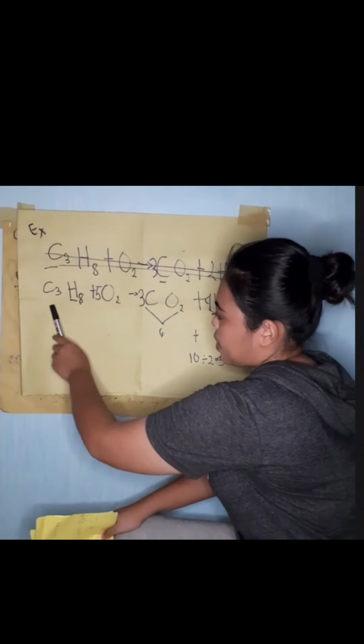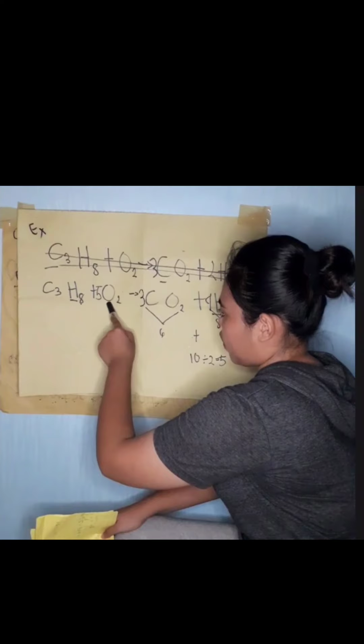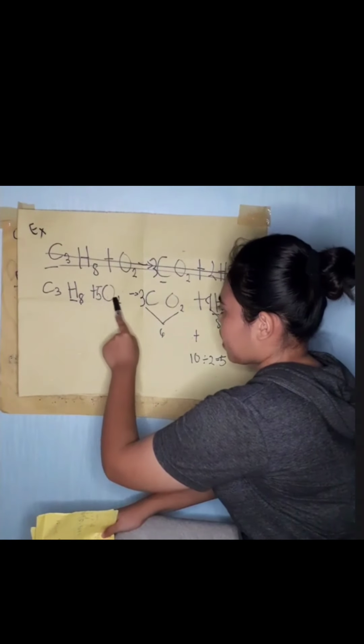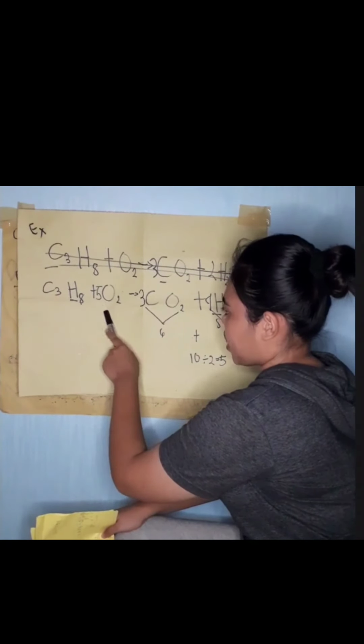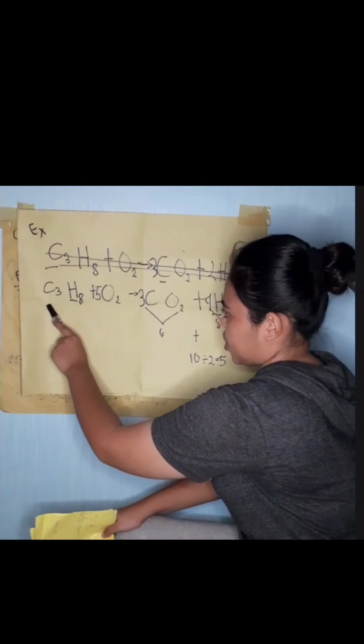Sa left side, meron tayong C3H8 plus 5O2, or 5 times 2 is 10. So, meron tayong 10 oxygen, 8 hydrogen, at 3 carbon dito sa left side.